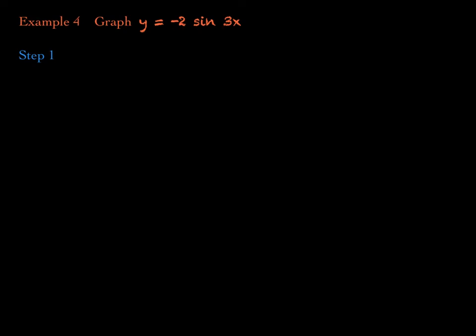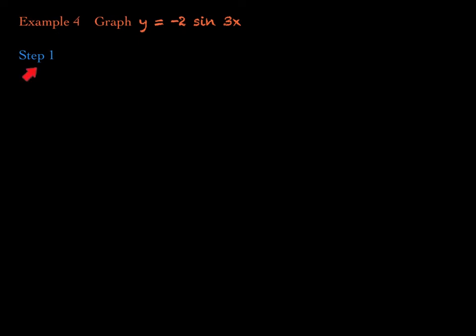That's a lot in and of itself, right? So this 3 will change your period, which is the reason why it's a horizontal shrink. And this 2 will change your amplitude, okay? The negative here represents a reflection across the x-axis, all right? So that's how this goes as far as transformations are concerned.